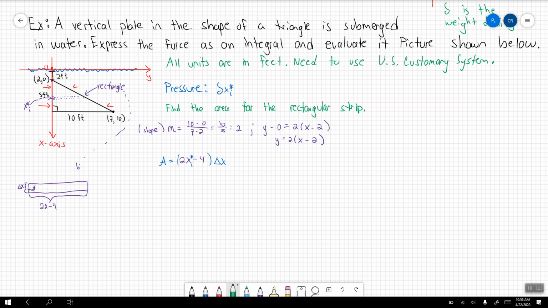So now that we have this area, what we're going to do is find the pressure or the hydrostatic force being exerted on the rectangular strip.